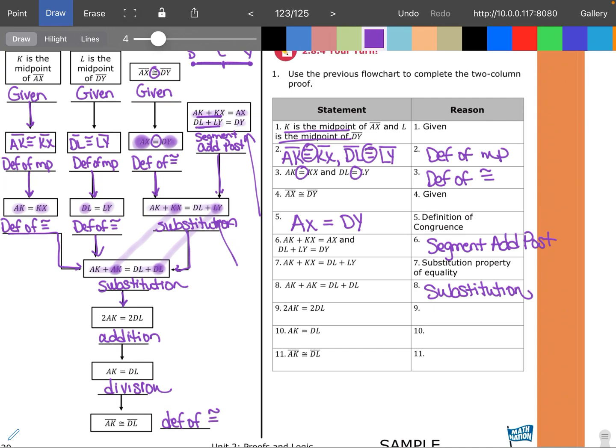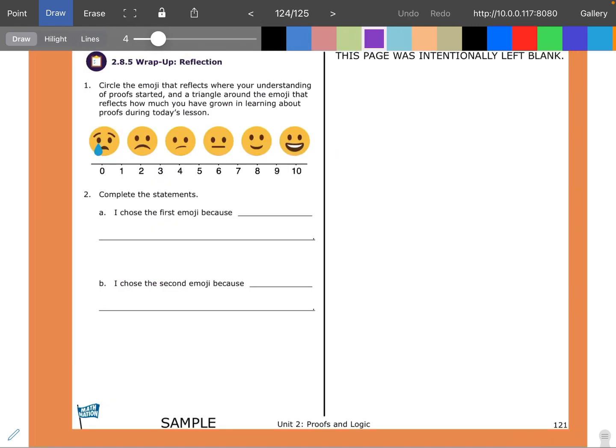Then we have our 2AK equals 2DL. That would be addition. Then we divide each side by 2. And then we convert back to congruent. So definition of congruence. There you go. So let's see, do we have anything else going on?